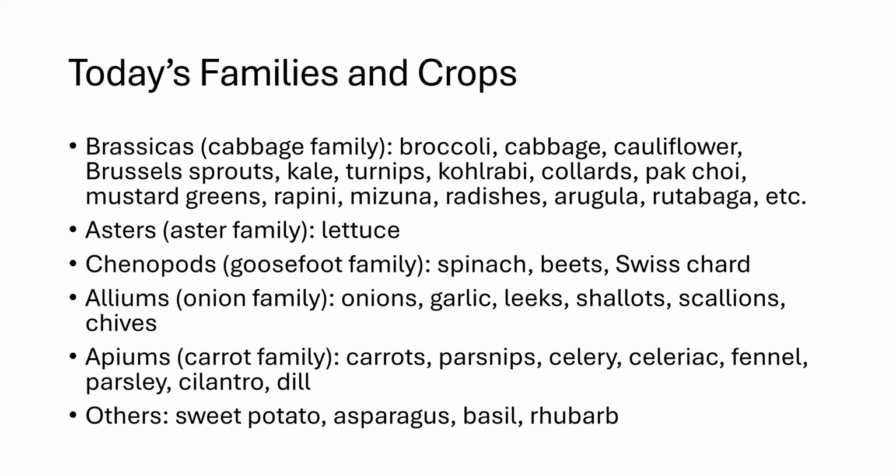We're going to talk about the chenopods or the goosefoot family. This is spinach, beets, and Swiss chard. We'll talk about the alliums or the onion family and the apiums or the carrot family. Other crops that we could put in this category include sweet potato, asparagus, basil, and rhubarb. And they're all in different families, and we probably won't have time to talk about them today.